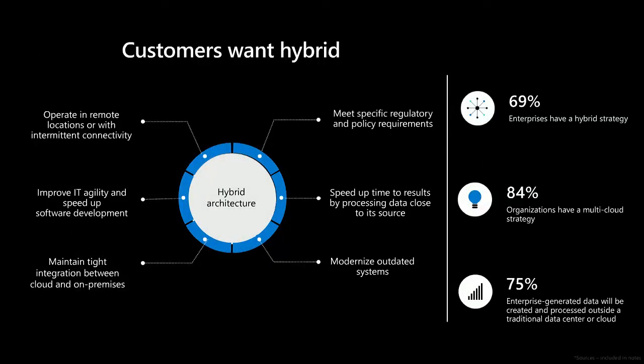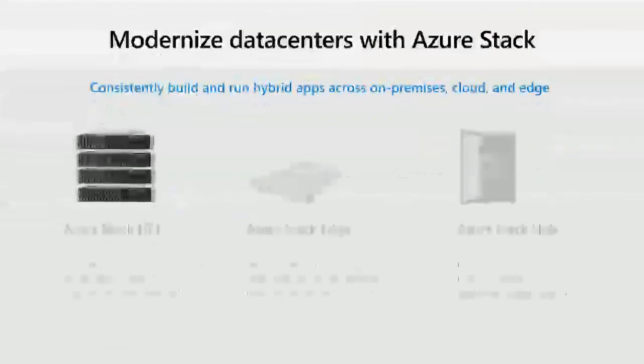So, as I mentioned, customers want hybrid. They want to be able to operate in remote locations. They want to improve agility. They want to maintain tight integration. There are a lot of things you can't do with cloud only or on premises only. 69% of the people want that. They have that strategy, or they want to get that strategy. So we really want to focus on hybrid with what we're doing.